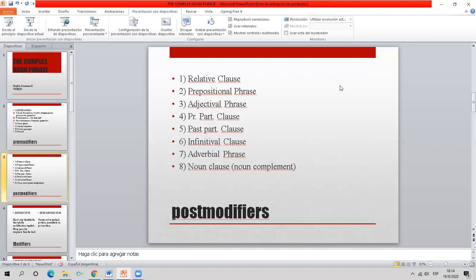And a noun clause, which is in fact not a post-modifier, but a complement. You will find also in some books that it is called a noun clause in apposition, all right? Or noun complement. This is sort of new maybe. We're going to focus on that a little bit later.